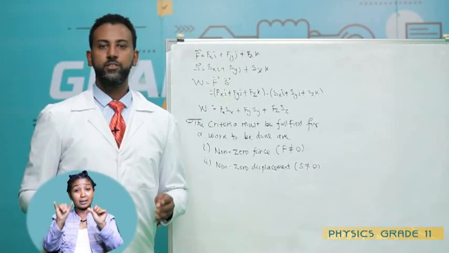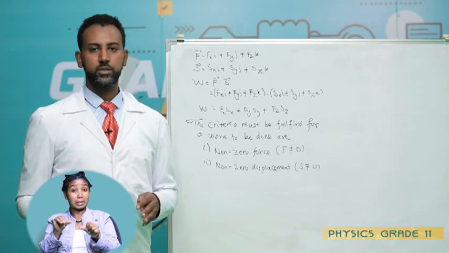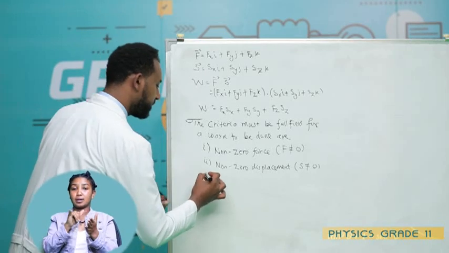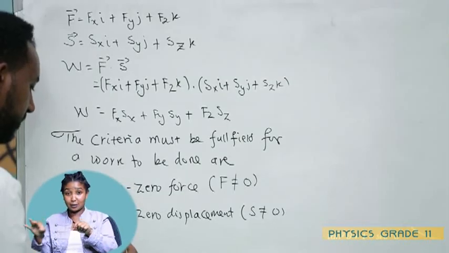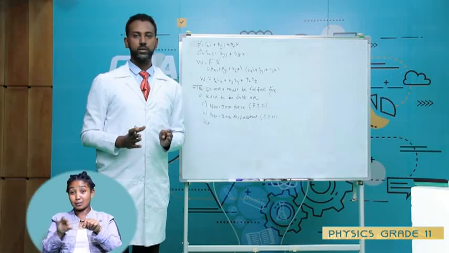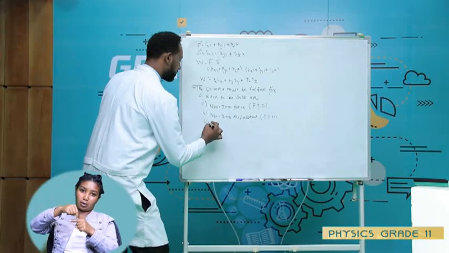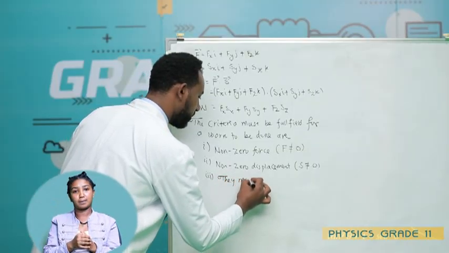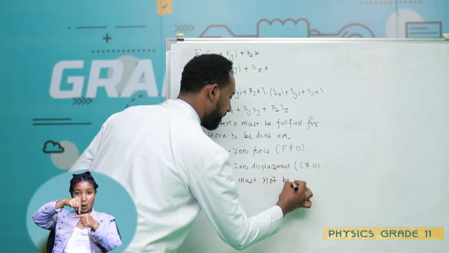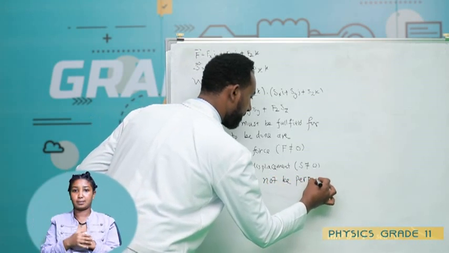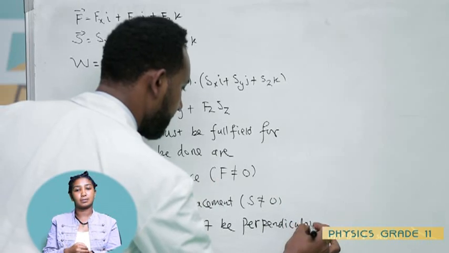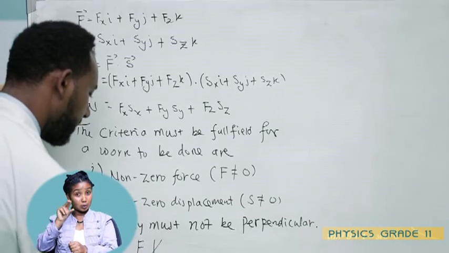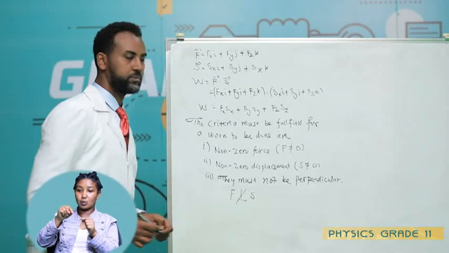The third criterion: even though there are force and displacement, sometimes there is no mechanical work. What is that? The force and the displacement must not be perpendicular to each other. That means force must not be perpendicular to displacement.